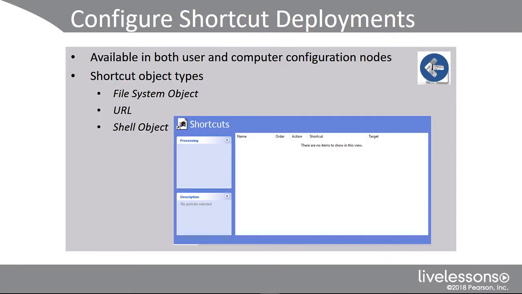Configuring shortcut deployment. This is available under both the user and computer configuration nodes, and we can use this to provide shortcuts to objects that the users use quite frequently. For instance, a file system object or a URL or even a shell object. That's another key preference for you to configure.